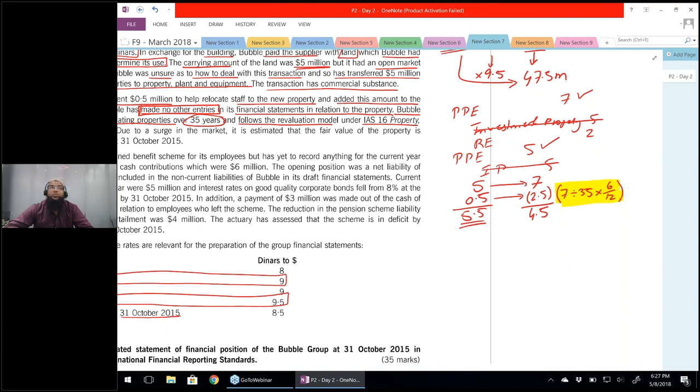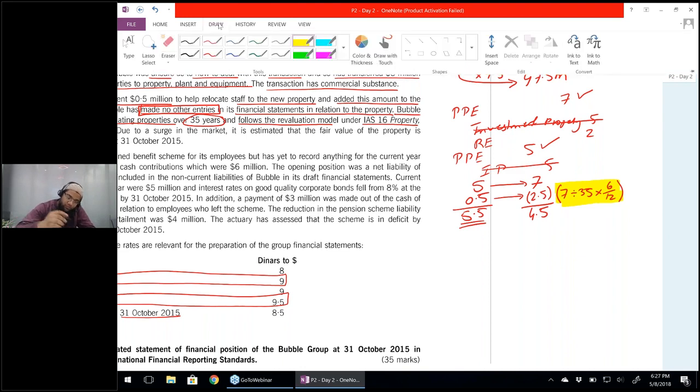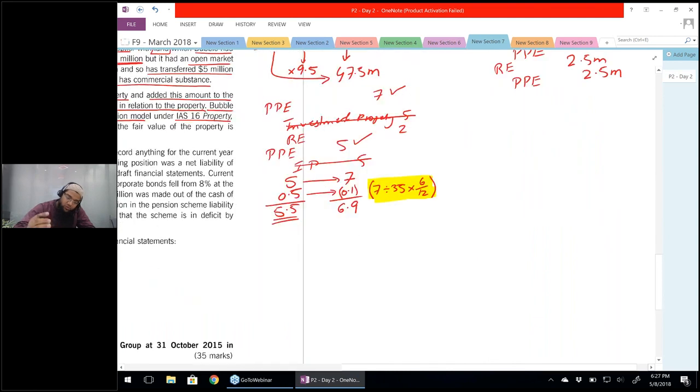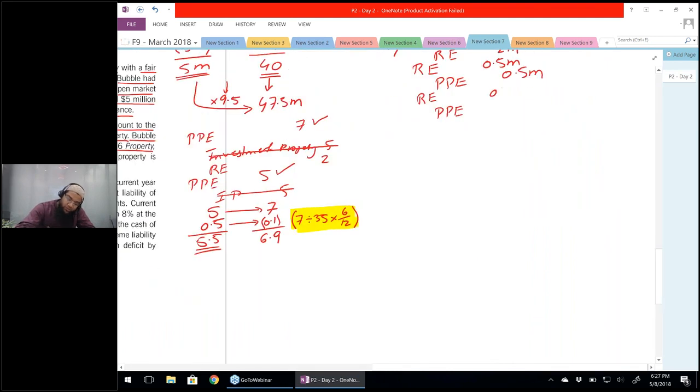Okay, it's not 2.5, it's 0.1. It's not 2.5, it's 0.1. So the asset should be at 6.9. Okay, let me correct the entry as well. It's not 2.5, this is 0.1.